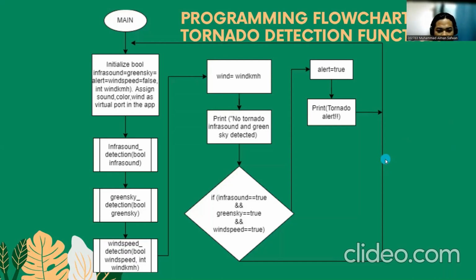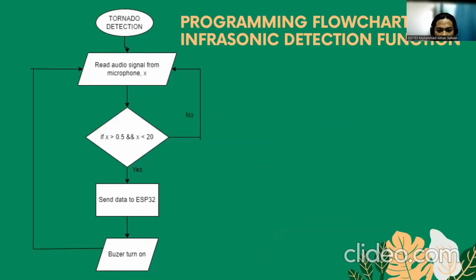So for the next slide, this is our programming flowchart for infrasound detection. It starts by reading the audio signal from the microphone, and we check whether the signal frequency is from 0.5 Hz until 20 Hz. If yes, it will send the data to the ESP32 and the buzzer will turn on. If no, it will keep repeating the audio reading.